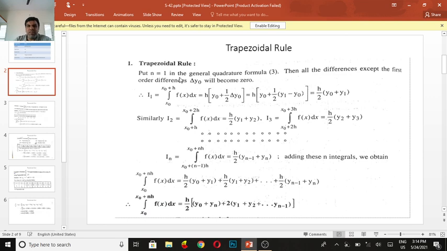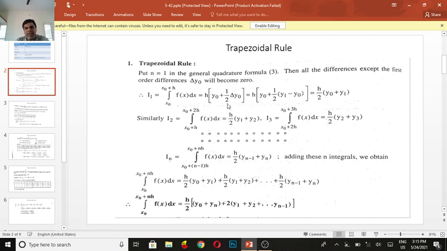In the general quadrature formula, all the differences except the first order difference delta y naught become 0. So the interval I1 equals the integral of f of x dx from x naught to x naught plus h, which equals h times y naught plus 1 by 2 delta y naught. What is delta y naught? It is y1 minus y naught. Simplifying, taking h by 2 outside, we get h by 2 times y naught plus y1.